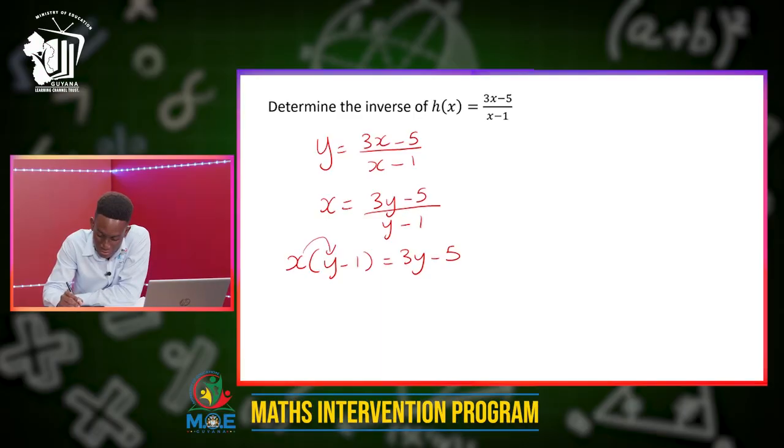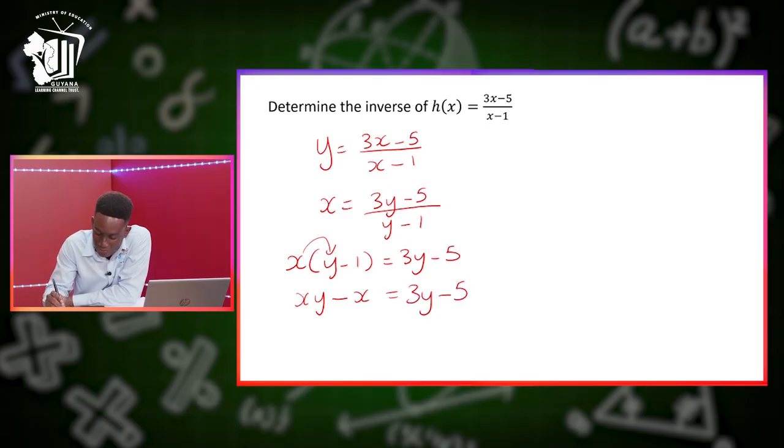So we have x multiplied by y minus 1. We want to distribute this x throughout this bracket. We want to get rid of the brackets. So we distribute. x times y would give us xy, and x times negative 1 would simply give us negative x. And that is equal to 3y minus 5.